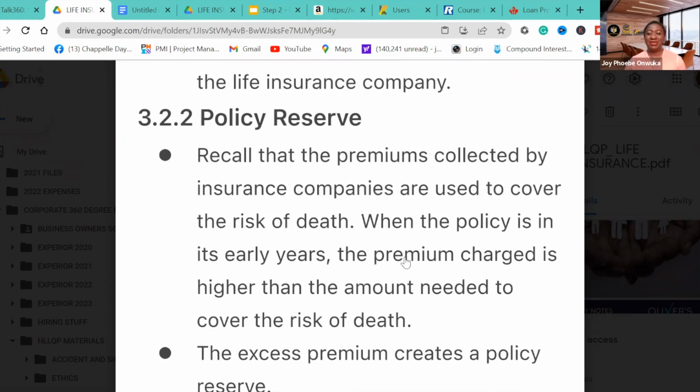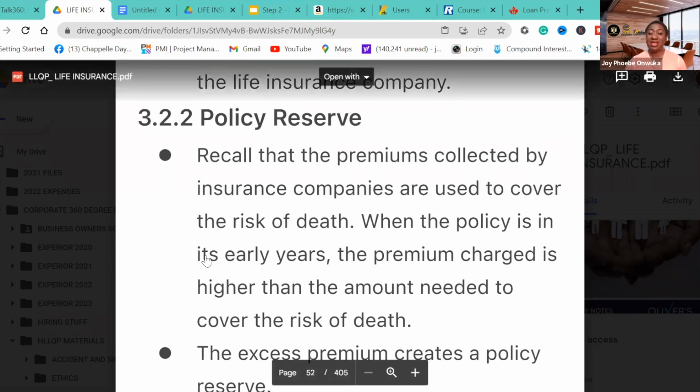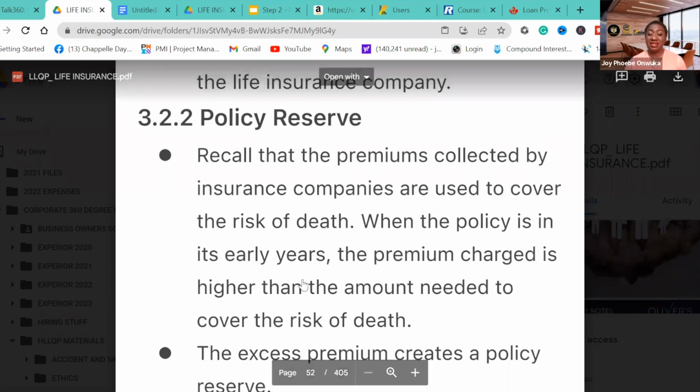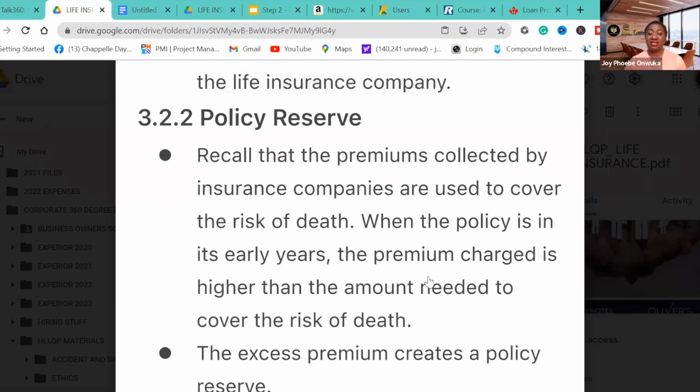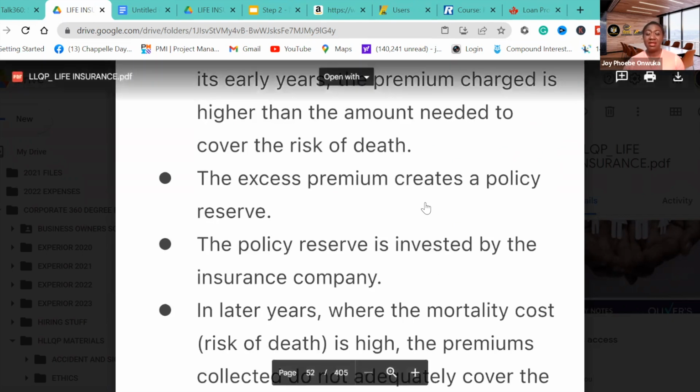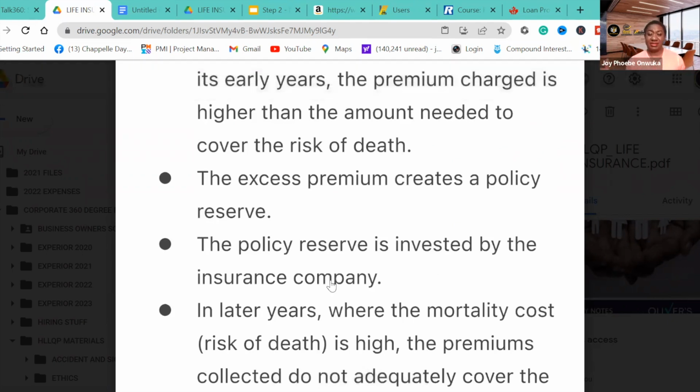Interesting. Policy reserve. Recall that the premiums collected by insurance companies are used to cover the risk of death. And when the policy is in its early years, the premium charged is higher than the amount needed to cover the risk of death. Now, what happens to those excess amounts, right? Remember, it's the higher amount that makes this permanent insurance appear to be more expensive at the beginning compared to term insurance.